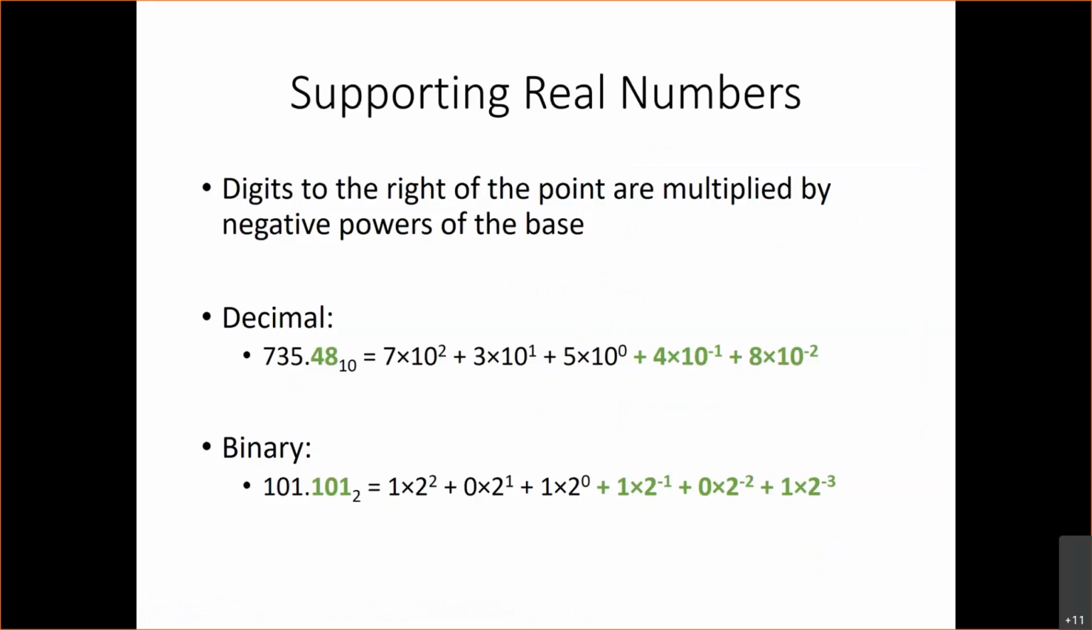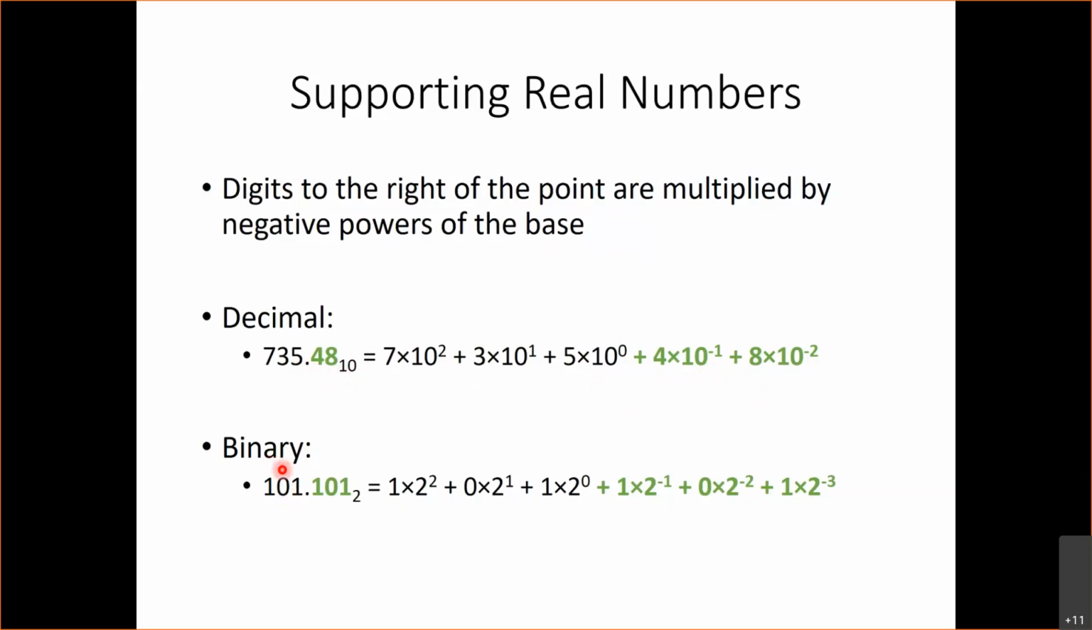We saw how we can support real numbers in decimal by having a point and some digits to the right of the point. And what this means when we have digits to the right of the point is that each digit is going to be multiplied by 10 to the power of negative the position with respect to the point and added to the total. And same thing with binary.